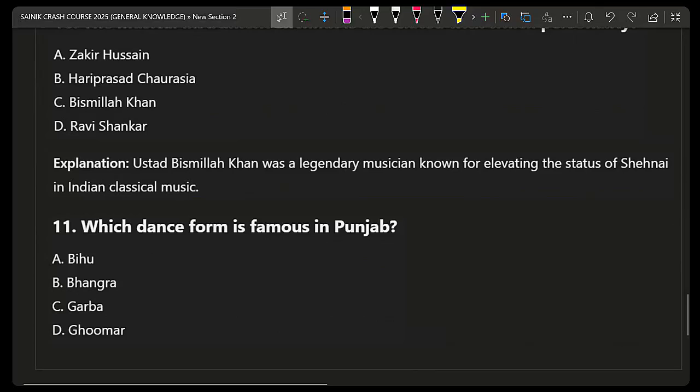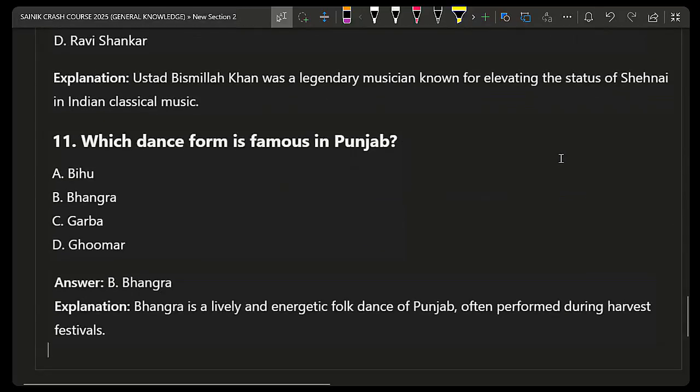Time up. The majority of the class gave the correct answer, but still seven students gave the wrong answer. Answer is Bhangra. Bhangra is a lively and energetic folk dance of Punjab, often performed during harvest festivals. So the next question is also a famous one.